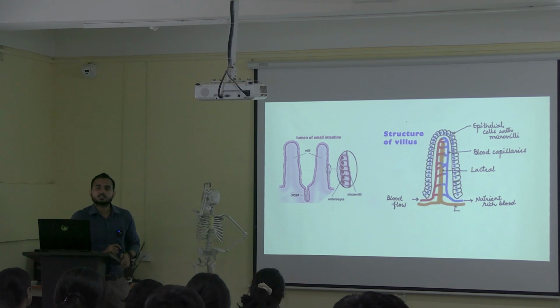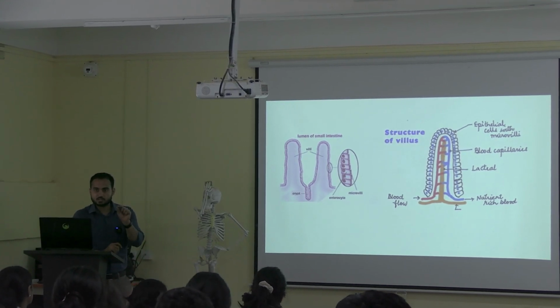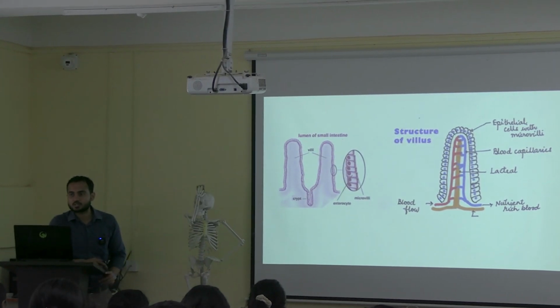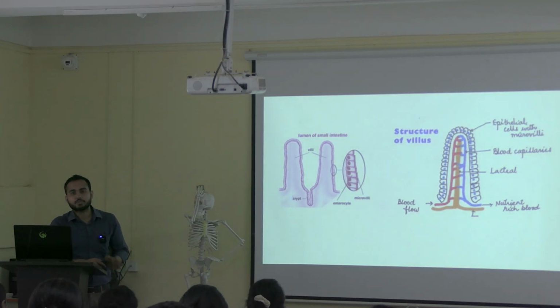Okay, and in case of small intestine, the cells, especially the lining epithelium, they are called as enterocytes. Okay, they are called as enterocyte. Okay, so don't get confused. What does enterocyte mean? Lining epithelium.